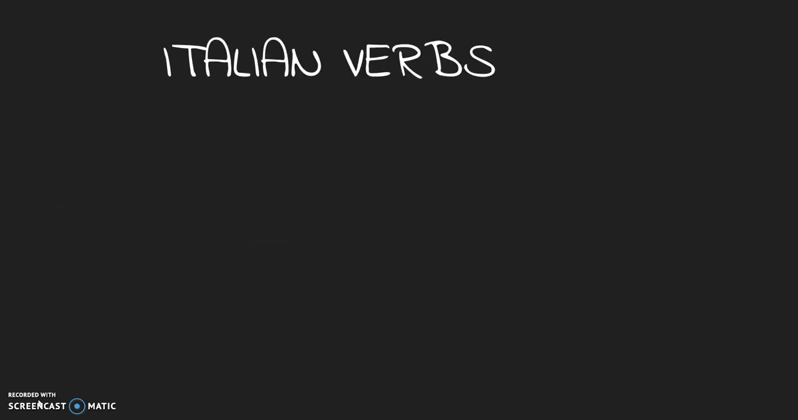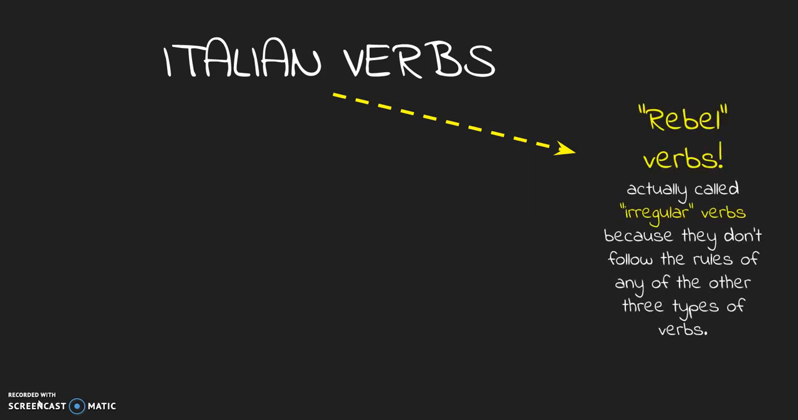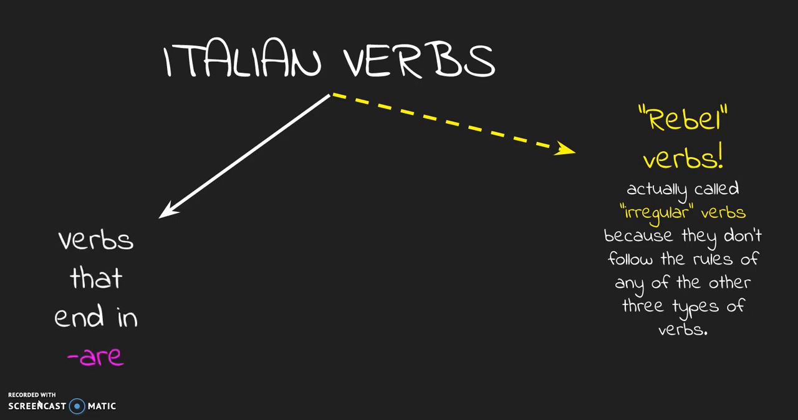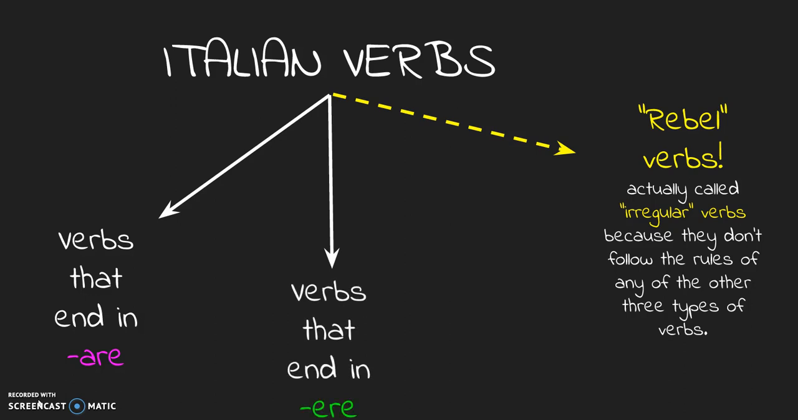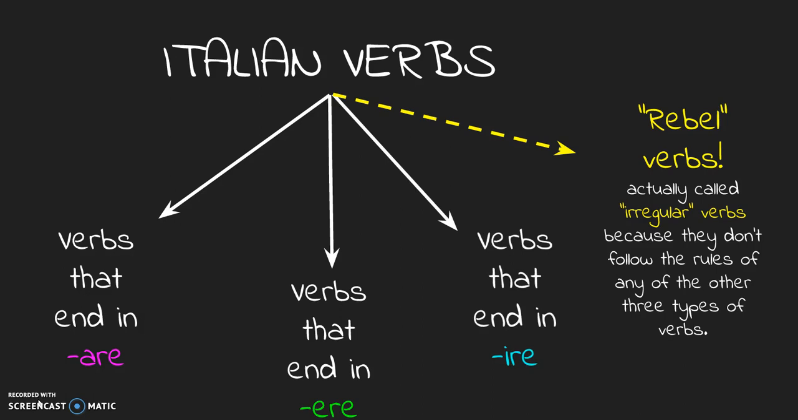As you know, there are different groups of verbs in Italian. Some verbs are unpredictable. They are called irregular verbs, but you can think of them as rebel verbs because they don't follow the rules. They need to be memorized. But there are three other groups of verbs that are regular. They are verbs that end in are, verbs that end in ere, and verbs that end in ire.